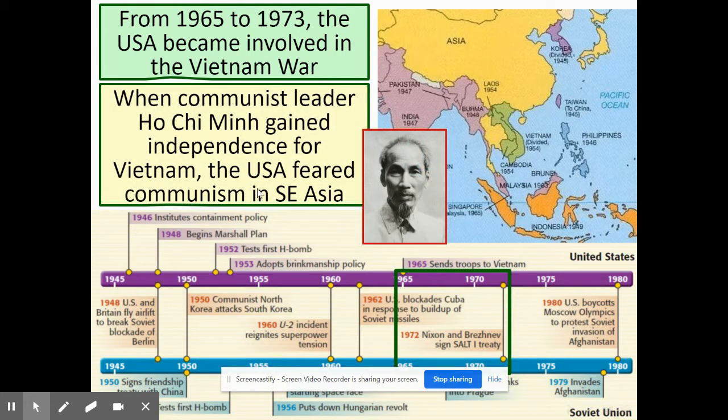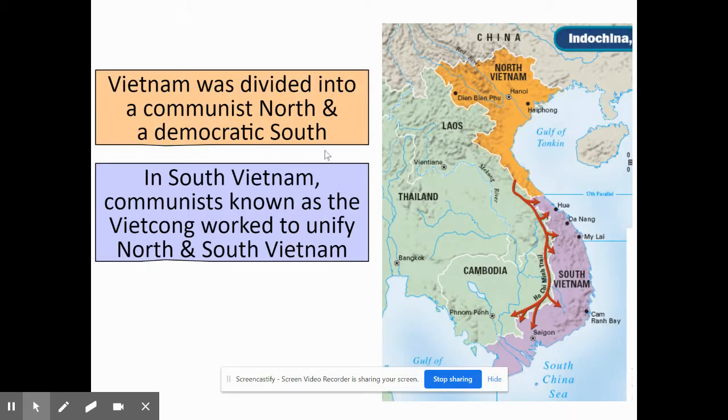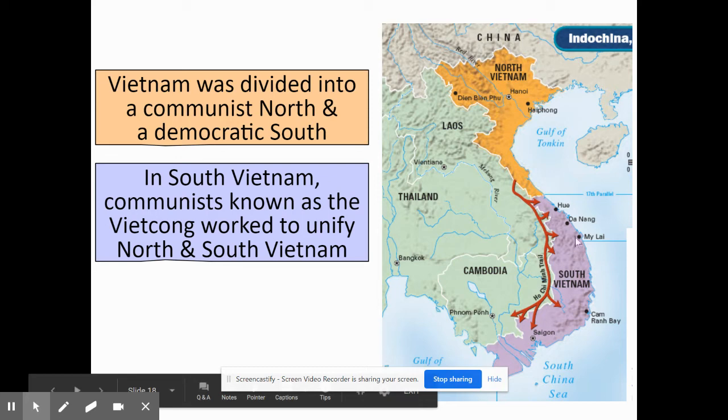So Ho Chi Minh is the communist leader. He helped get rid of the Japanese in Vietnam during World War II. The Soviets had backed him doing that. So after World War II, the Vietnamese fought with the French for independence. And the northern part of Vietnam was communist and supported by the Soviet Union, and the southern part was a democracy and supported by the United States.